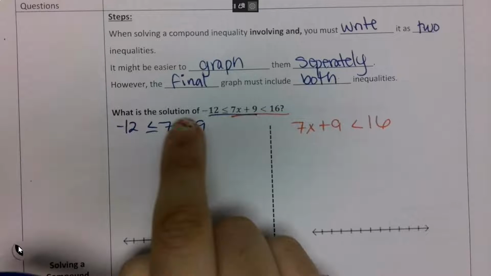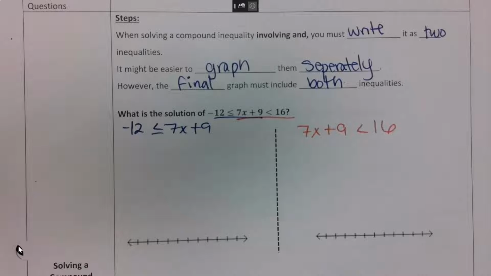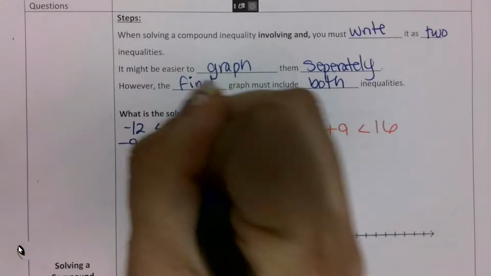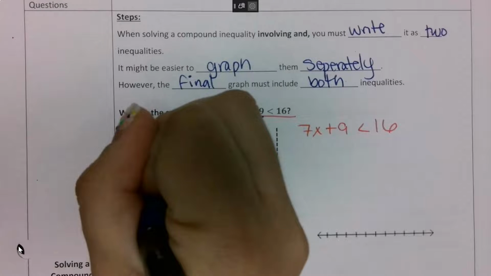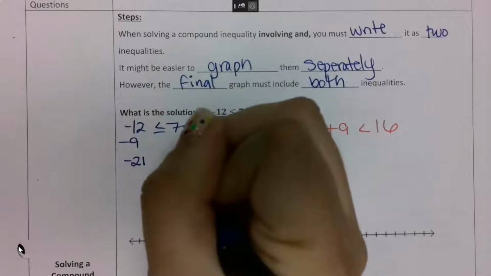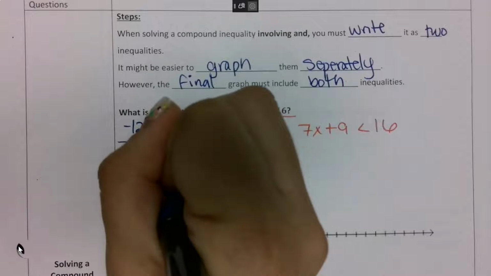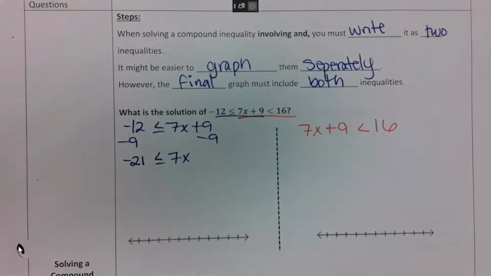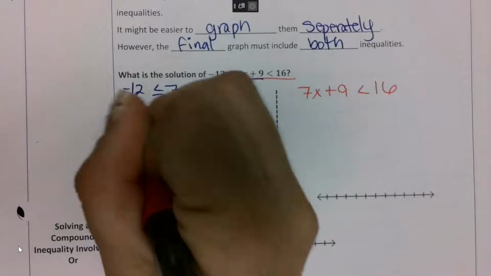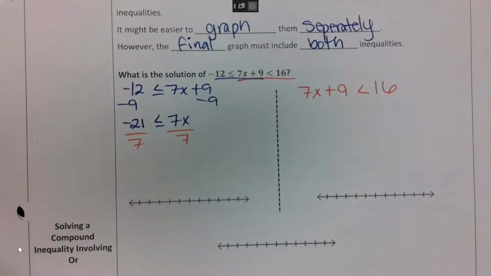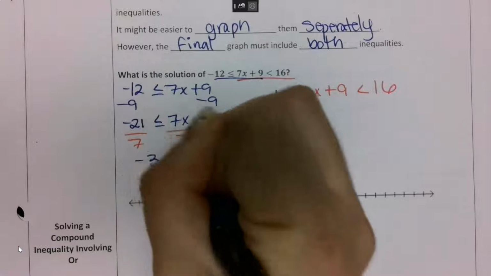Okay, so on this first one I wrote, how do I want to start off by solving it? Subtract 9 on both sides. What's negative 12 minus 9? Negative 21. And how do I get my variable alone? Divide it by what? Okay, so I get negative 3 is less than or equal to x.